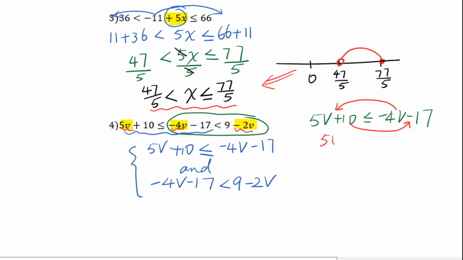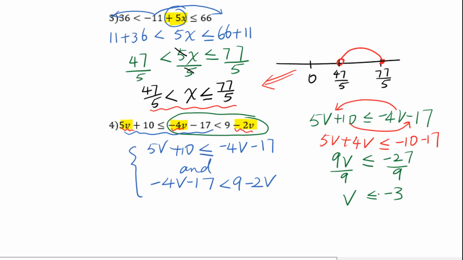You will have 5v plus 4v less than or equal to negative 10 minus 17. Combine like terms: 9v less than or equal to negative 27. Then you divide both sides by 9. Since 9 is a positive number, the symbol stays: v less than or equal to negative 3. Then we work out the second inequality, this one.